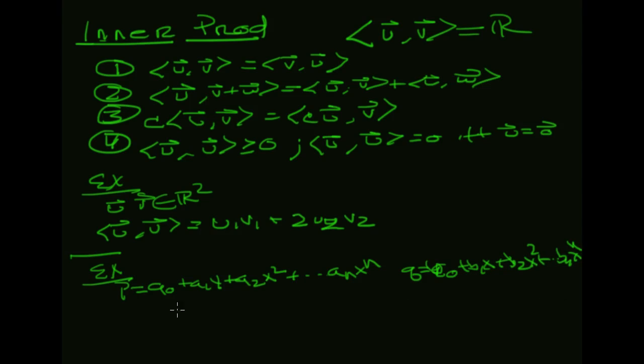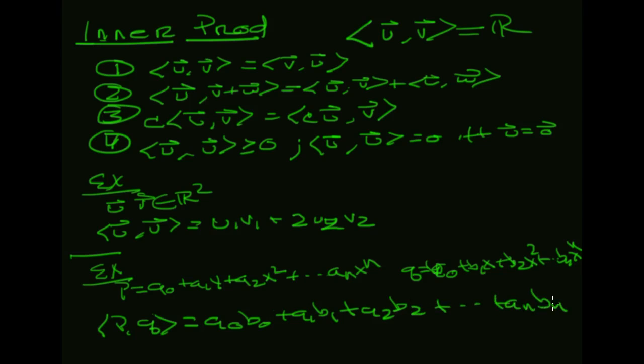So I've got two polynomials, and we're going to define the inner product of p and q as a0 times b0 plus a1 times b1 plus a2 times b2 out to an times bn, which looks a lot like the dot product, but it's just using the coefficients of the polynomial. That will meet all four of these criteria, so it's going to work.